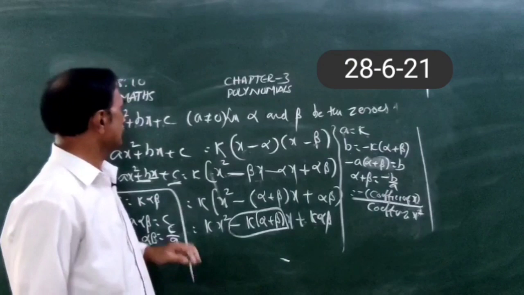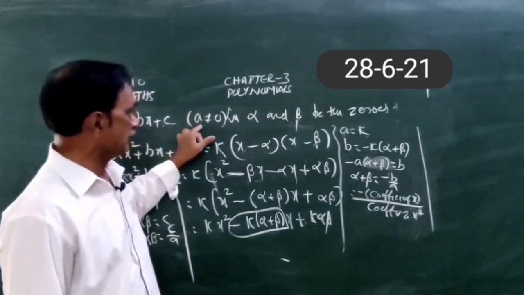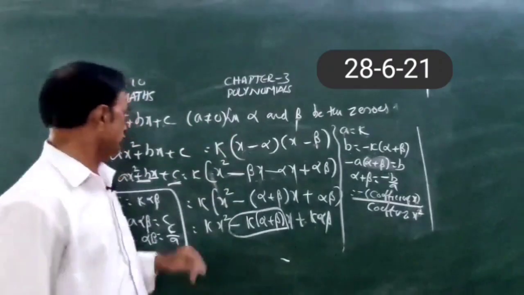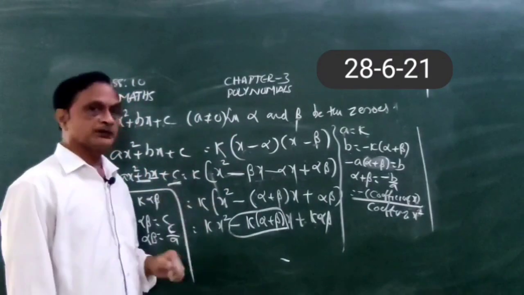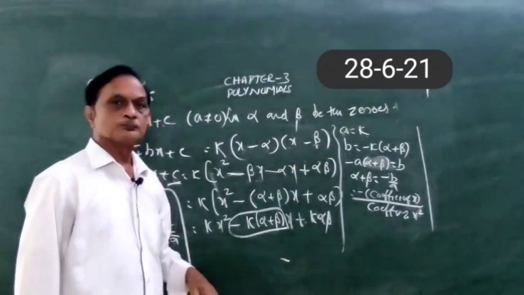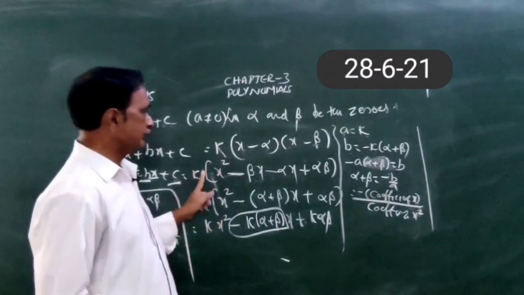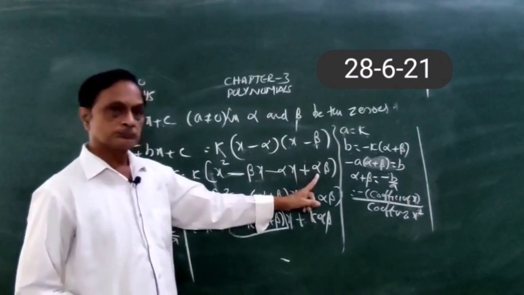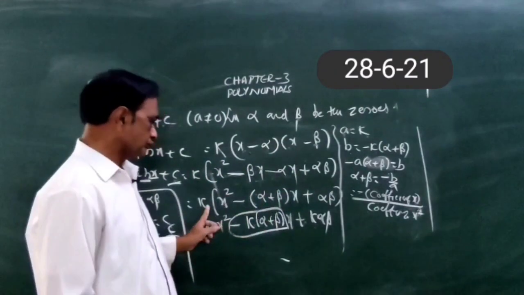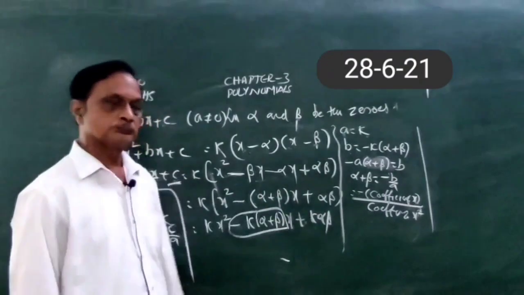So once you can see, let alpha and beta be the zeros of the quadratic polynomial ax square plus bx plus c, where a is not equal to 0. Then ax square plus bx plus c can be expressed in the form of k into x minus alpha into x minus beta. We have taken so many examples to understand the concept. Now find the product of these two and multiply the product by k: kx square minus k into alpha plus beta into x plus k alpha beta.